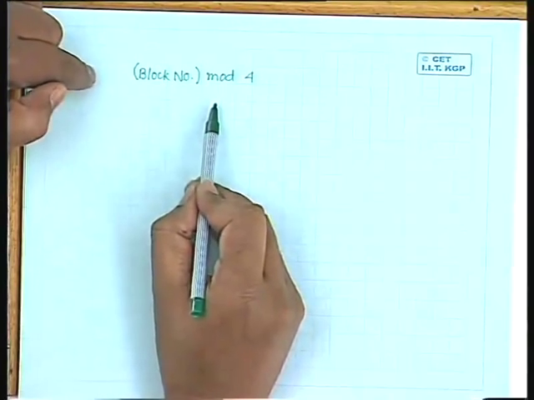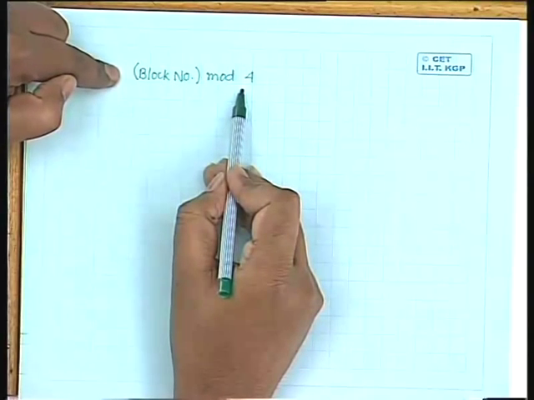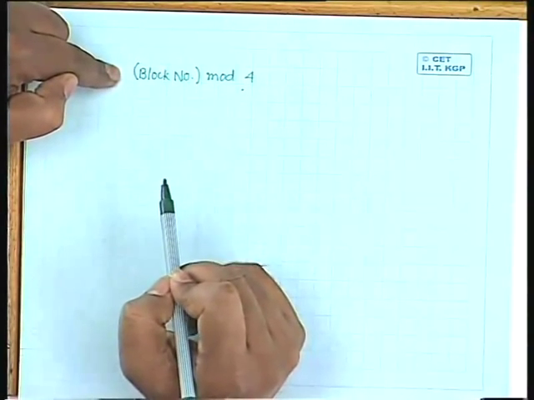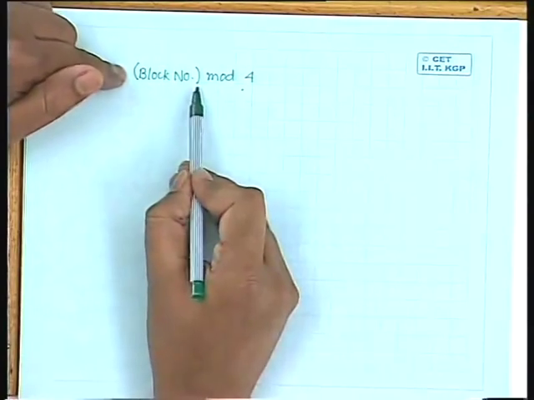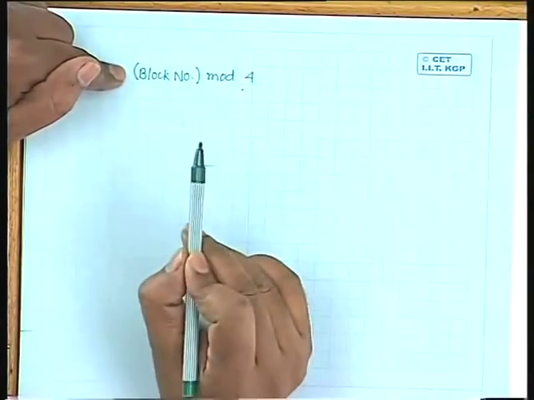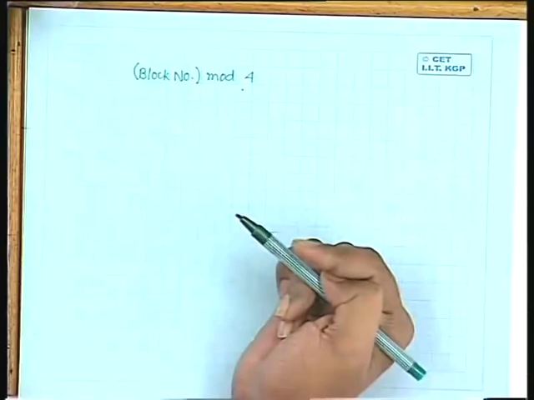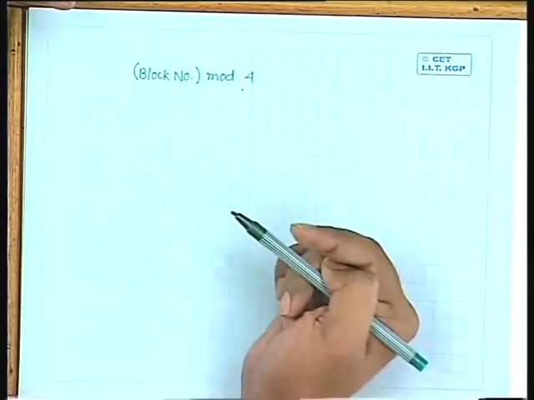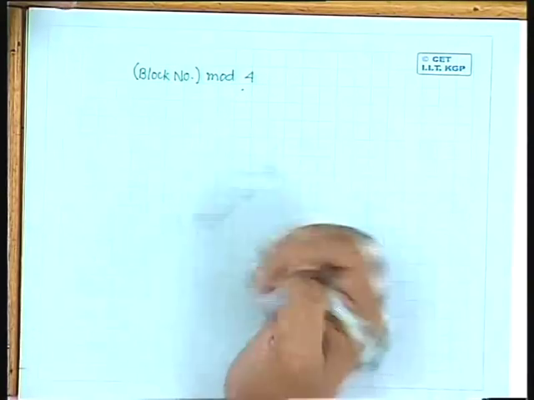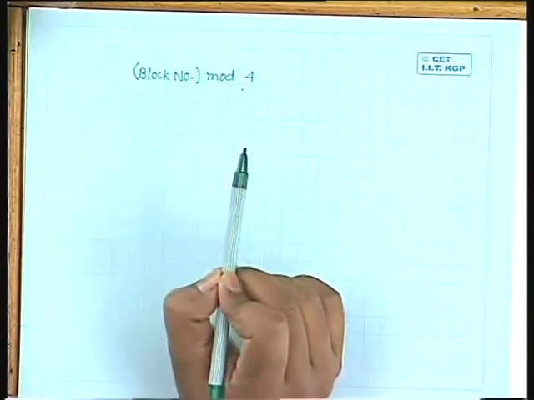Whenever you search for a particular buffer, you perform the same hash function and find out the hash value. Say, for example, I want to find out whether block number 6 is present in the hash or not. So I'll perform 6 mod 4, which gives me a value 2. So if block number 6 exists in the buffer, it has to exist in hash queue number 2. It cannot exist in any other hash queue. So I'll only search those buffers which are present in hash queue number 2. I'll not search in any other hash queue for block number 6. Okay, so that can reduce the search time to a great extent. We'll have more discussion on this in the next class.